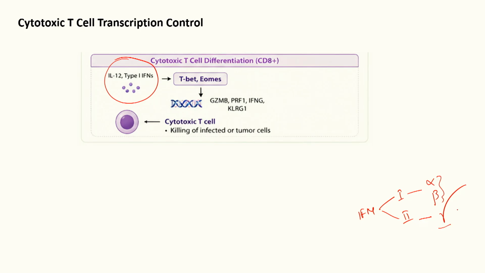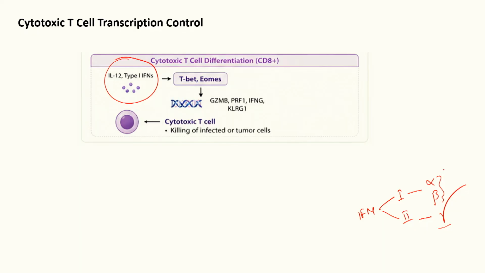So when we are talking about the transcription control of the cytotoxic T cell population, IL-12 and type 1 interferons, which are interferon alpha and beta, play a very important role. Now this can cause the expression of two transcription factors: T-bet, same as in Th1, and EOMES, which is another transcription factor very critically controlling the expression, and is expressed in the case of the differentiating CD8 plus cell.